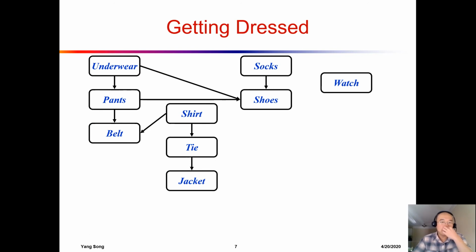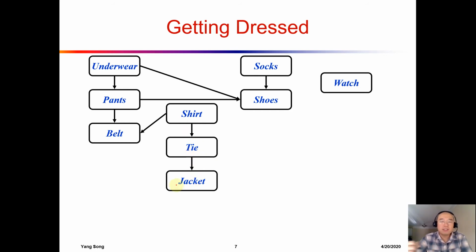And one real-world example is how we get dressed. When we get dressed, there are several important steps, and we just can't do them in reverse. For example, if you want to tie your tie, before doing that you have to put on your shirt, right? So this is another example of a DAG. And after tying your tie, you can put on your jacket.